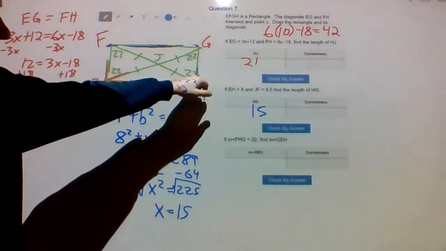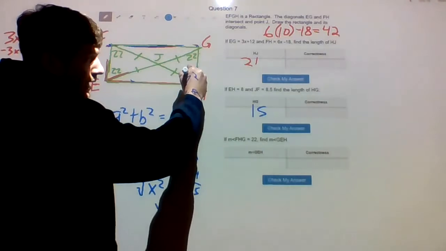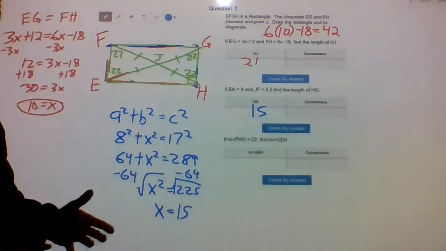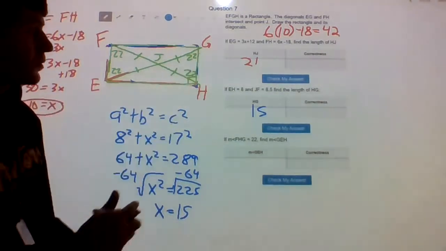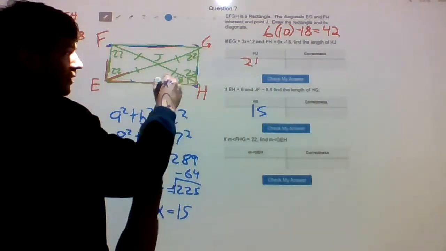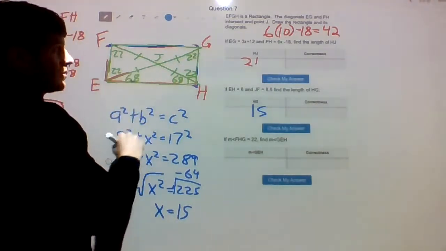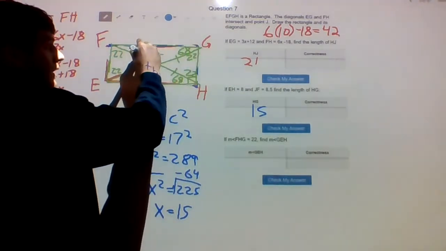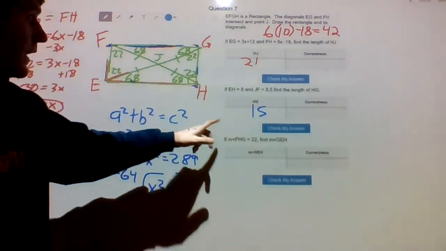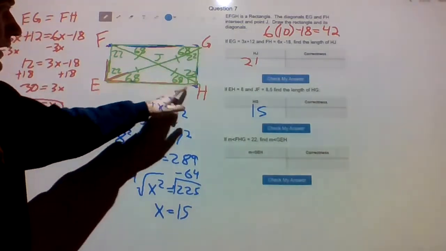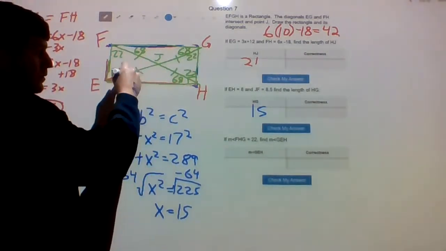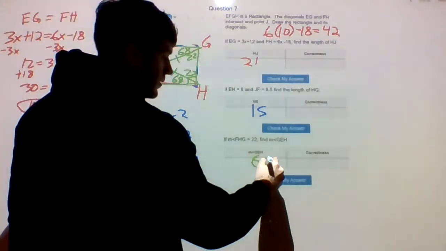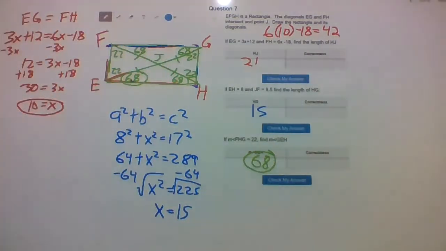We know we have right angles here. We know that these two angles should add up to 90 degrees because it's a rectangle. So 90 minus 22 is 68, and then this would be 68. So the measure of angle GEH is 68 right here. So that's your rectangle.